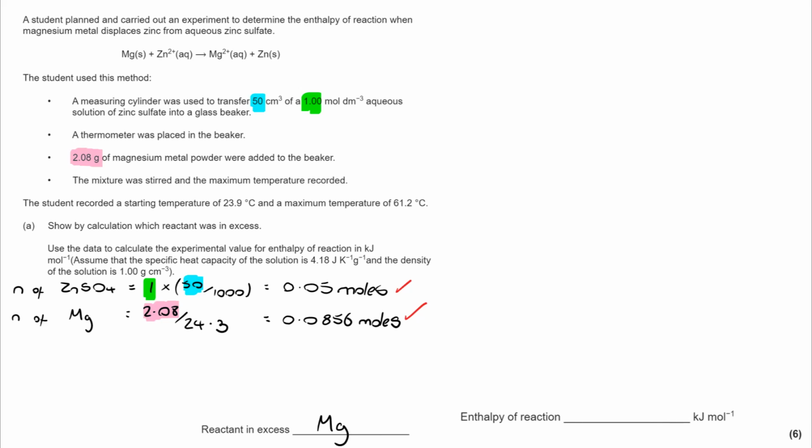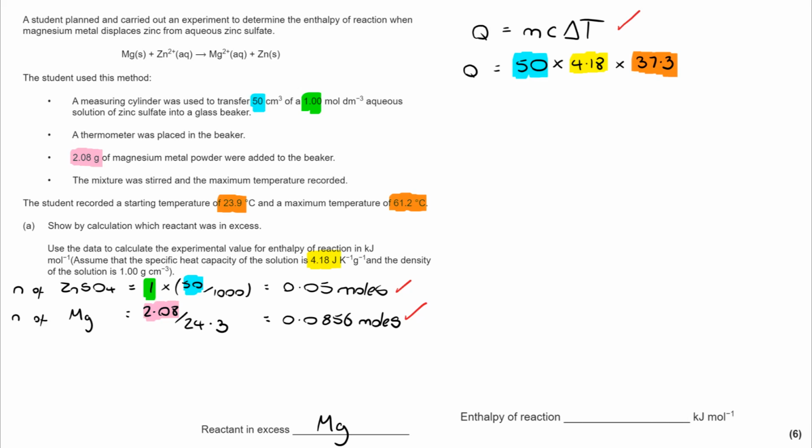I've now got 2 of the 6 marks for some very straightforward calculations. The magnesium is in excess, doesn't get a mark on its own, but that's quite important for what we're about to move on to, because we're now going to do an energetics question. We're going to use Q = mcΔT. There's a big clue there that we've been given the specific heat capacity, which will always be provided. That's 4.18 for C.